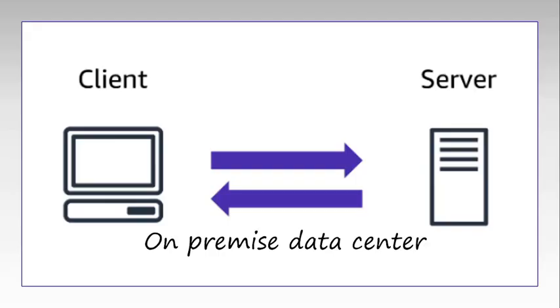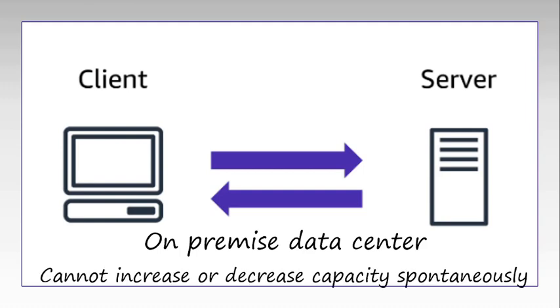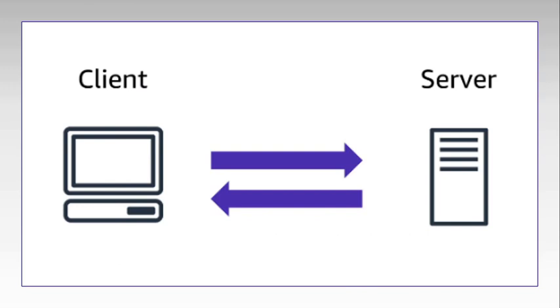And yet, the same thing happens with an on premise data center. You cannot just snap your fingers and triple your capacity or decrease your capacity spontaneously. At AWS, you don't prepay for anything. You don't have to worry about capacity constraints.